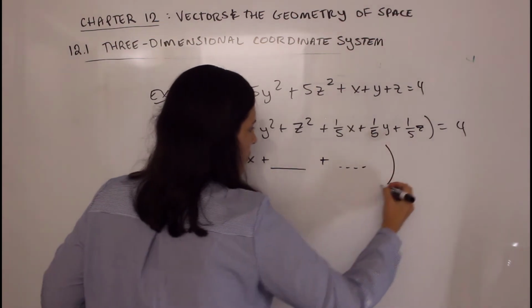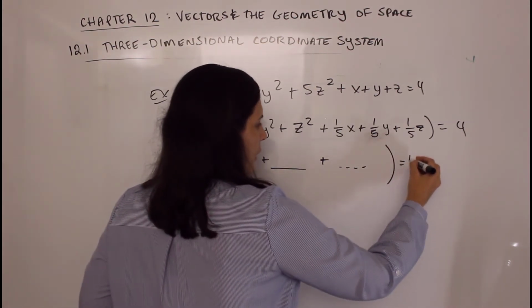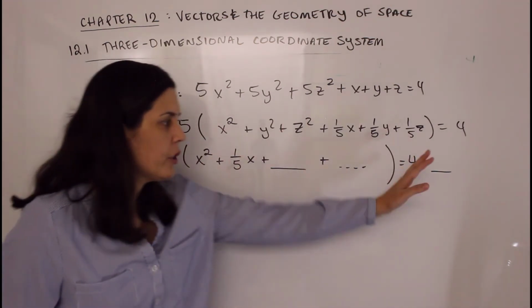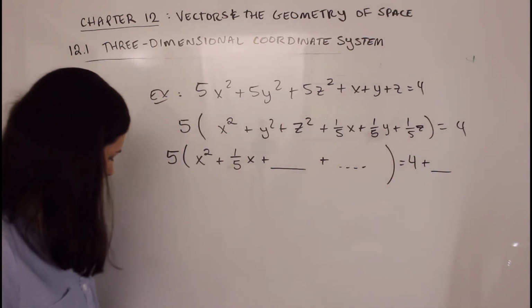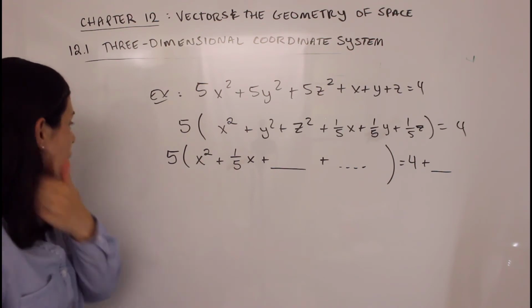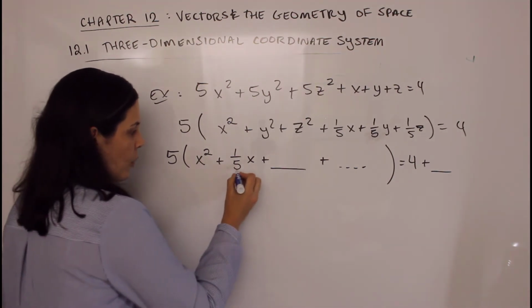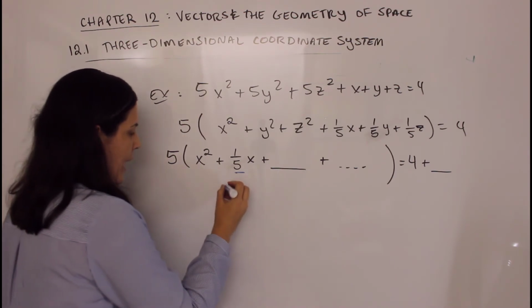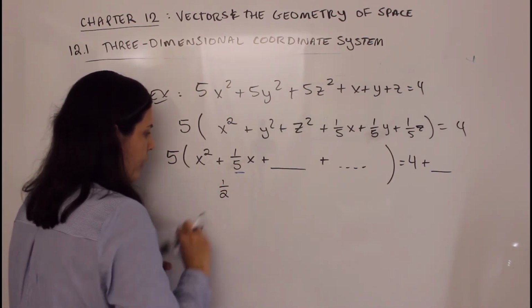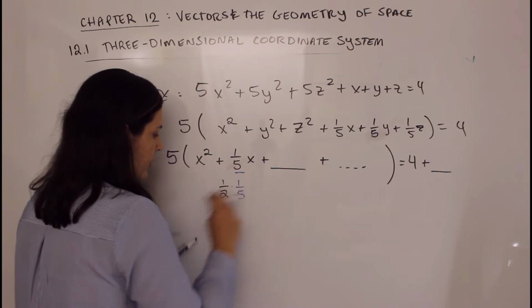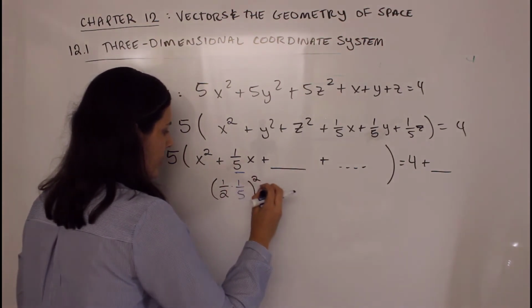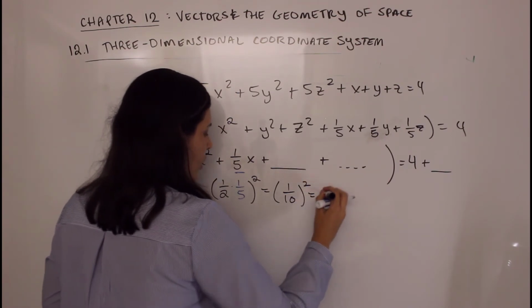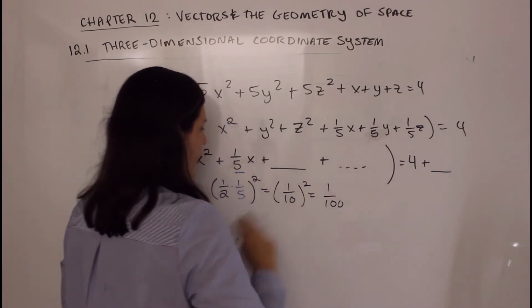Okay, go ahead and just say dot dot dot there. Then I'm going to put equals plus that missing piece, because remember, keep your equation balanced. So two things to mention here. When I find the missing piece, it's always going to be after I've factored out anything like this. So it's going to be half of 1/5 squared. Okay, so half of 1/5 squared, that's going to be 1/10 squared, which is 1/100th.